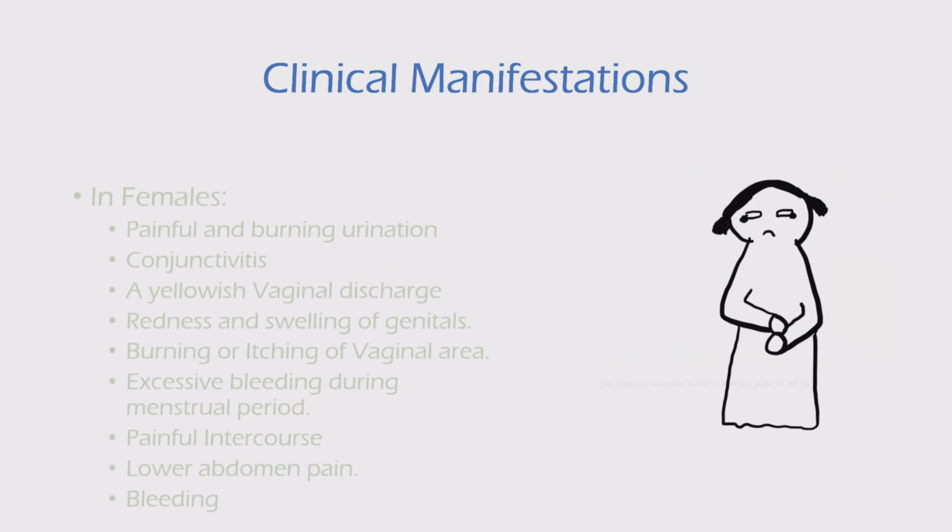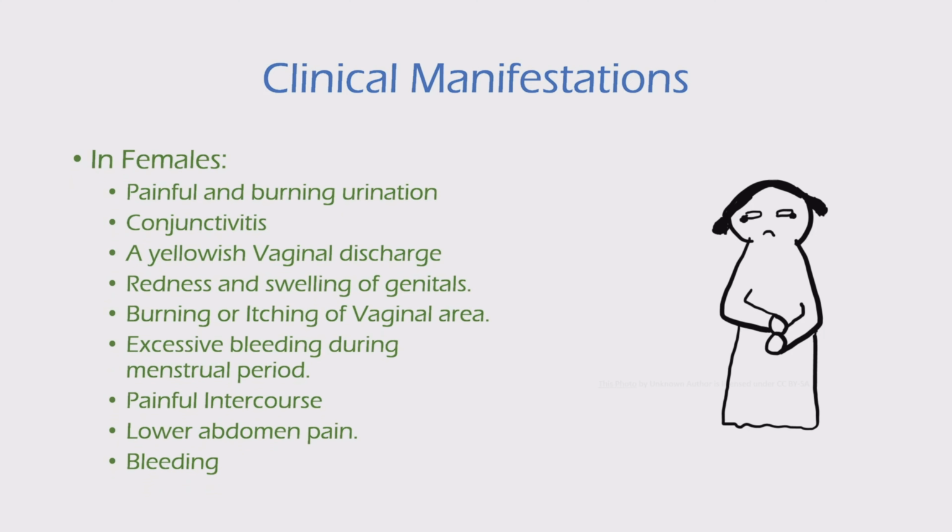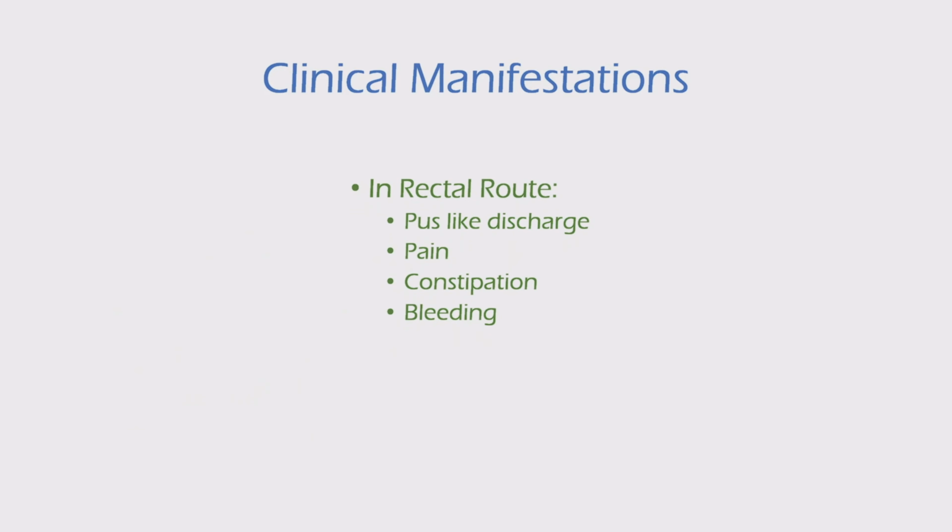Whereas in females, symptoms are painful and burning urination, conjunctivitis, a yellowish vaginal discharge, redness and swelling of genitals, burning or itching of vaginal area, excessive bleeding during menstrual period, painful intercourse, lower abdomen pain, bleeding after sex, etc. If the infection is in rectal route, symptoms will be like pus-like discharge, pain, constipation, bleeding.